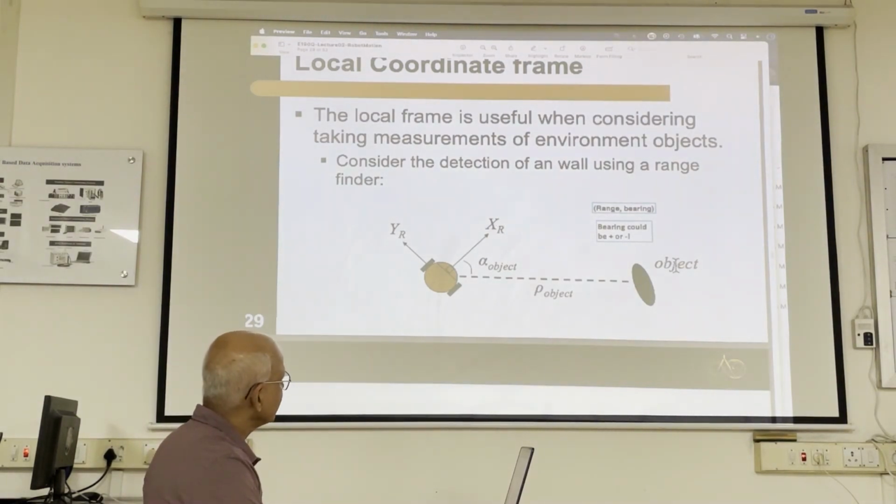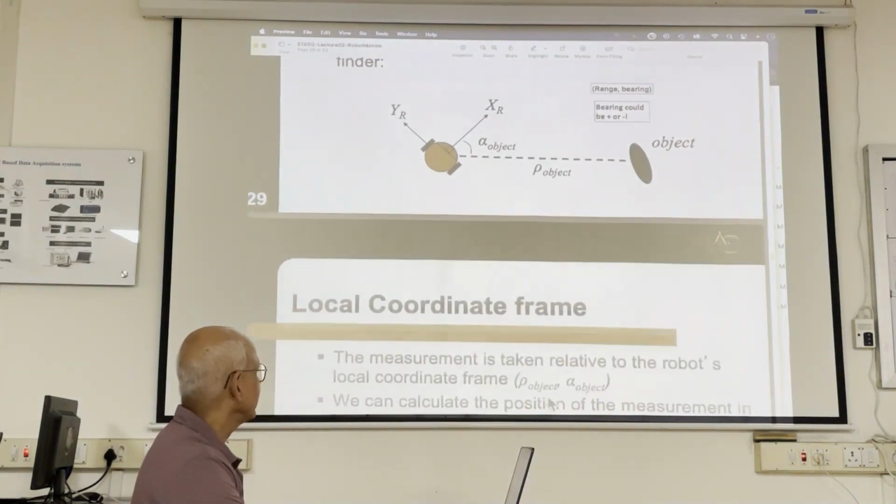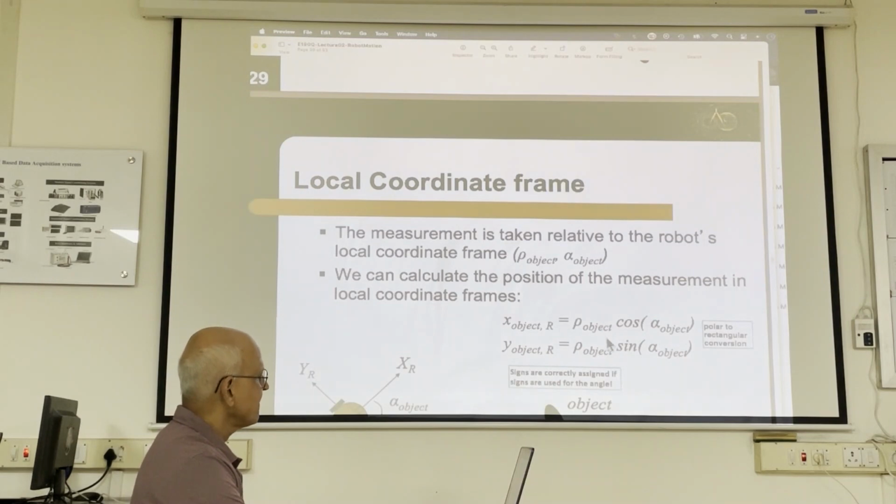So how do I get the coordinates on XR, YR? Rho object times cosine alpha object will be this projection, correct? And rho object times sine of alpha will be this projection, right? You know that from trigonometry. And there it is. That's called the polar to rectangular conversion. Is everybody okay with that?